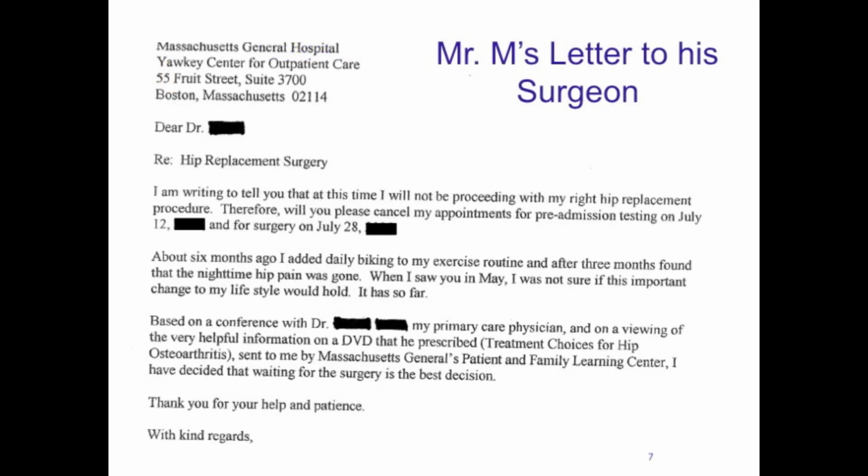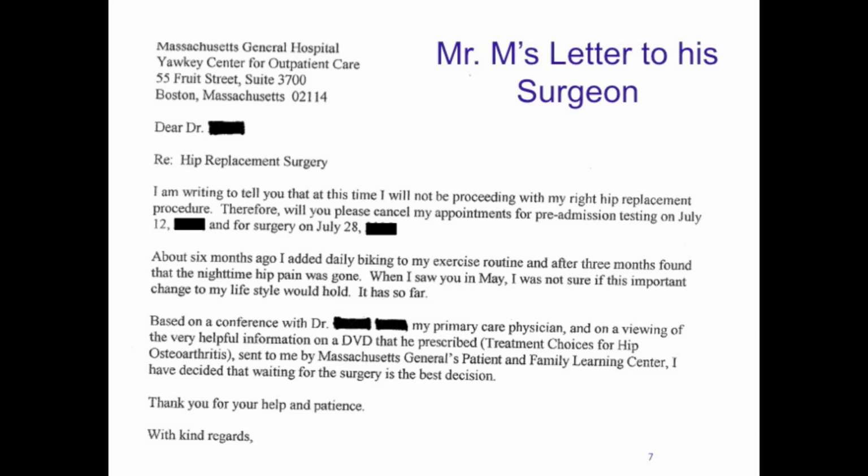So a few weeks later, Mr. M sent a letter to the surgeon and to his primary care doc. I'm writing to tell you at this time I will not be proceeding with my right hip replacement procedure. Therefore, please cancel my appointments for pre-admission testing and for surgery. About 6 months ago, I added daily biking to my exercise routine, and after 3 months found the nighttime hip pain was gone. So that was one of his key issues, not being able to sleep because of the hip pain.